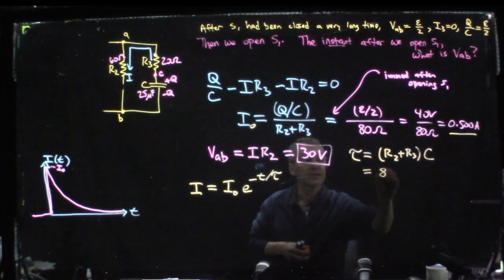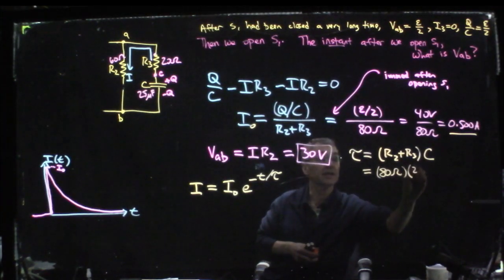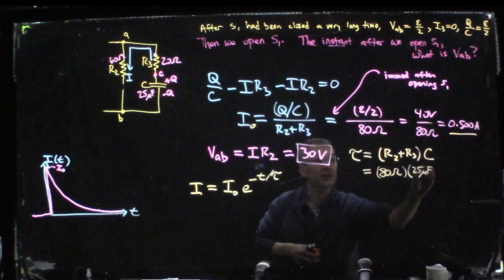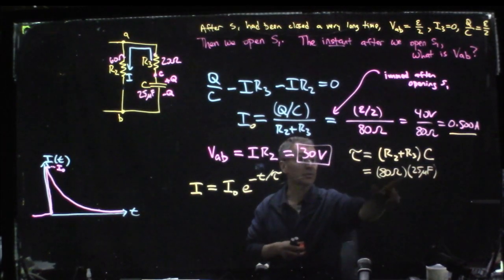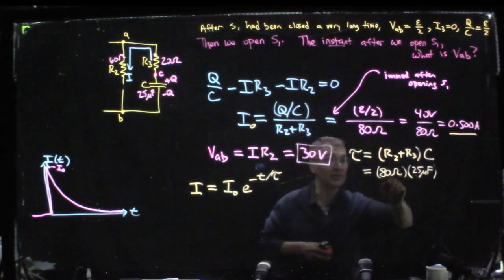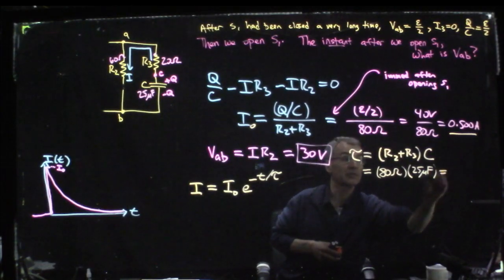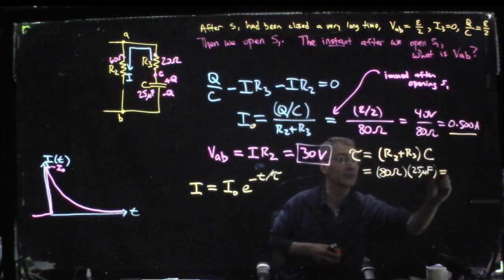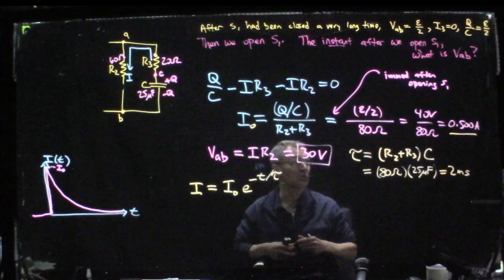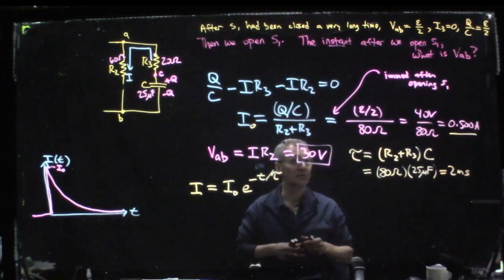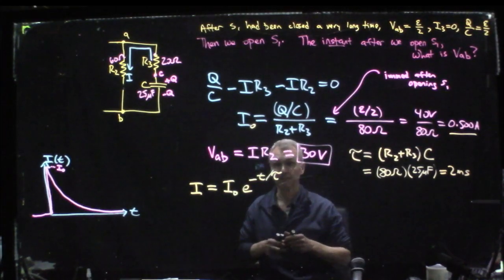So that is 80 ohms times 25 microfarads. So that would be like 250 times 8. That's like 250 times 4 times 2. That's 1,000 times 2. So this is 2,000 microseconds. So that's 2 milliseconds. You could say 2.000 milliseconds. So 2 milliseconds is our time constant.